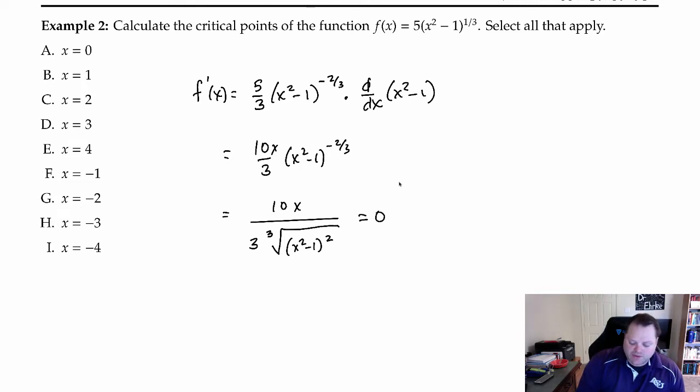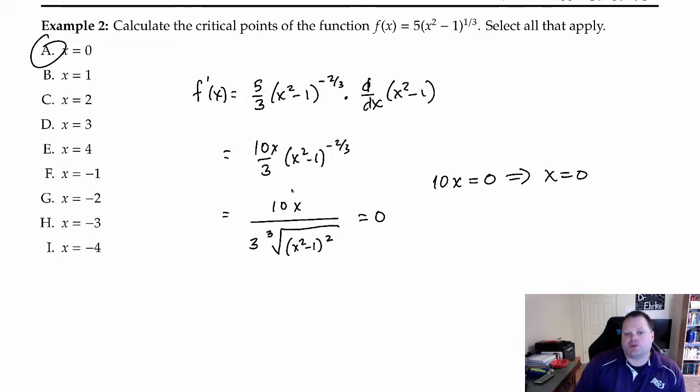I'm going to set it equal to 0 to find my critical points. If you have a fraction, the only way a fraction can be 0 is if the numerator is 0. So we're going to solve the numerator equal to 0. So x equal to 0 is for sure a critical point.